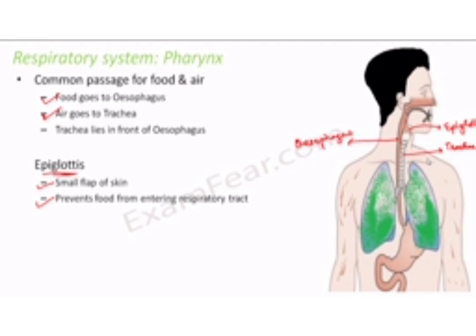Well, now just imagine what would happen if food enters into the respiratory tract, because this pipe is made in such a way that it can carry air. Now when food particles, that too complex food particles, enter inside it, the tube will get choked and the person will not be able to breathe in and breathe out, because the passage will get blocked.